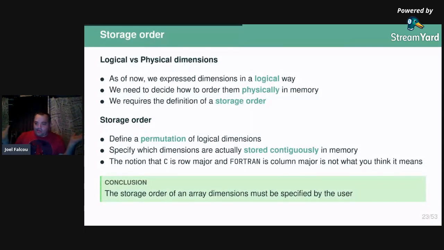If you allocate a bunch of data in the memory, you can decide how the physical order would translate into the logical order and vice versa. So we need a way to specify how the logical dimensions get translated into a physical ordering of elements in the memory. So we have a storage order class. But you need to pass a permutation.